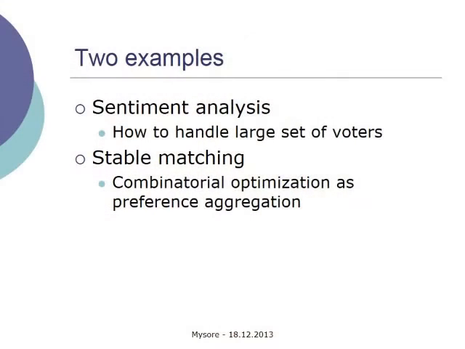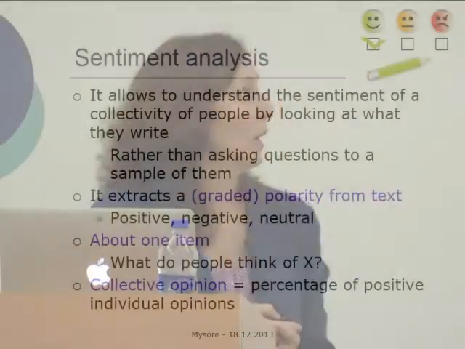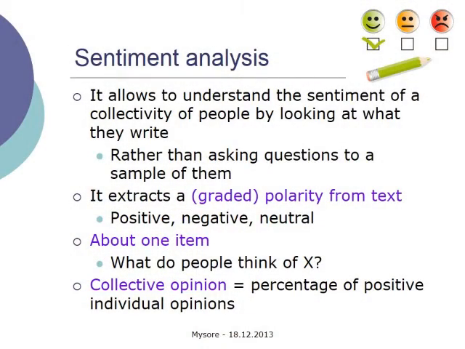So let's look very briefly at these last two examples that I wanted to give you. One is sentiment analysis, which expresses the fact that you have to deal with a large set of voters, and the other one is stable matching. Sentiment analysis usually gives you the sentiment of a collectivity of people by looking at what individuals write in some text: blogs, tweets, social networks in general.